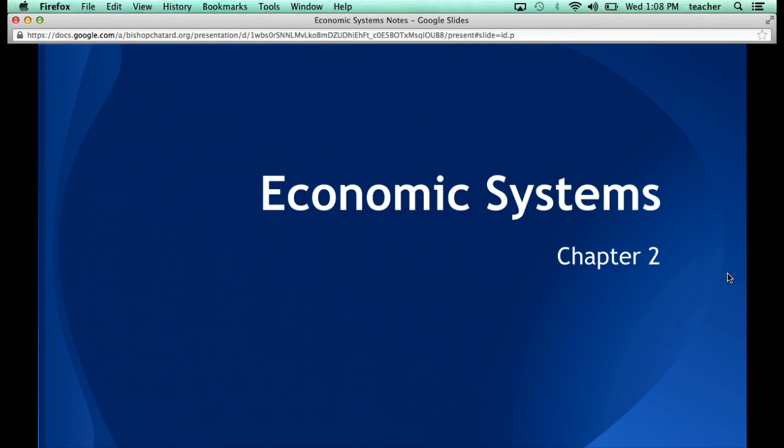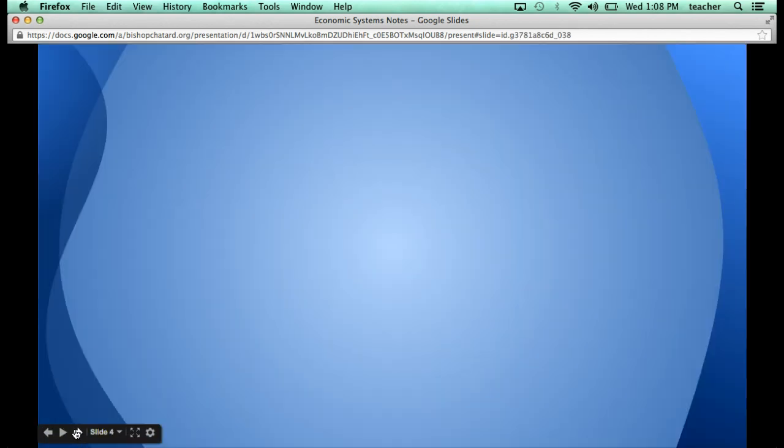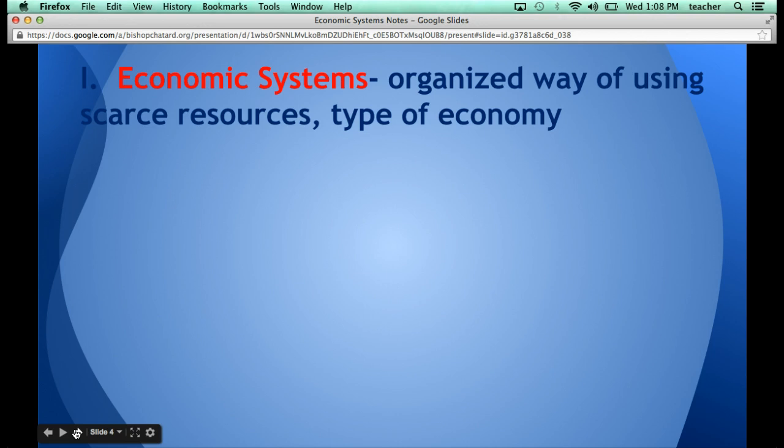So, economic systems. So far you should have completed the economic systems chart comparing the traditional, command, and market economies. But what exactly is an economic system? Well, to start us off as notes, an economic system is an organized way of using scarce resources. In other words, it's a type of economy. For example, traditional, command, and market economic systems are types of economies, and they have a specific way of organizing their resources.